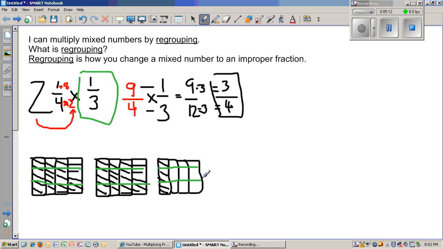All right. So now we're going to take only 1/3. Okay. So here's 1/3. Here's 2/3. Here's 3/3. Okay. We're going to take only one of those. So let's take only 1/3.